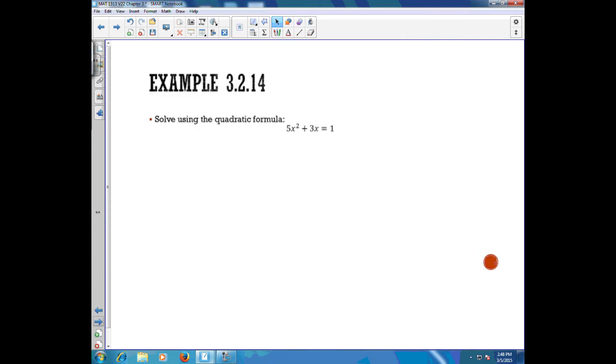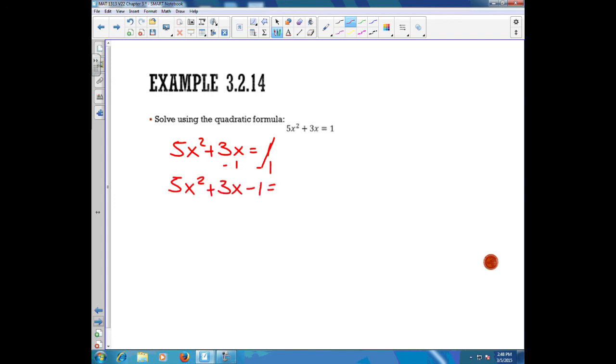All right, let's try another example. We want to use the quadratic formula to solve this problem. We've got 5x squared plus 3x is equal to 1. When we use the quadratic formula, we want everything on one side of the equation. And so we're going to subtract 1 from both sides, and we get 5x squared plus 3x minus 1 is equal to 0. And so in this case, a is 5, b is 3, and c is negative 1.